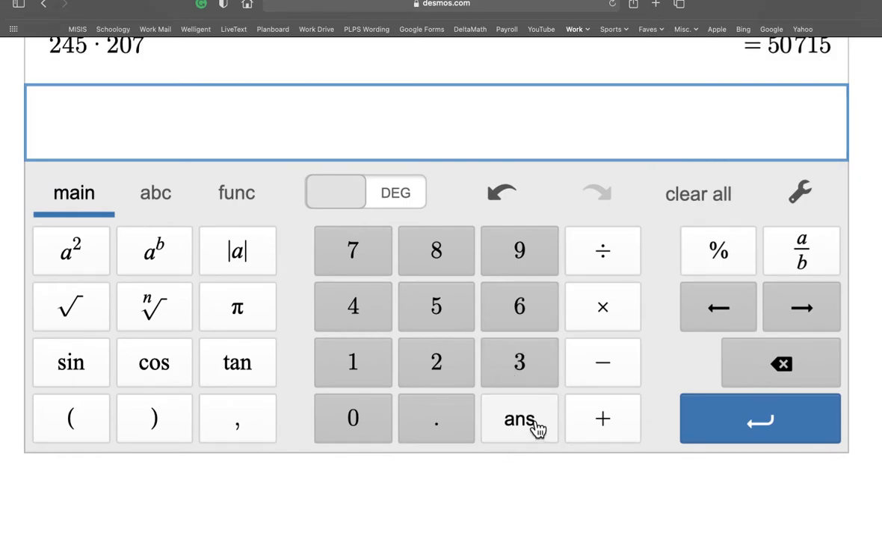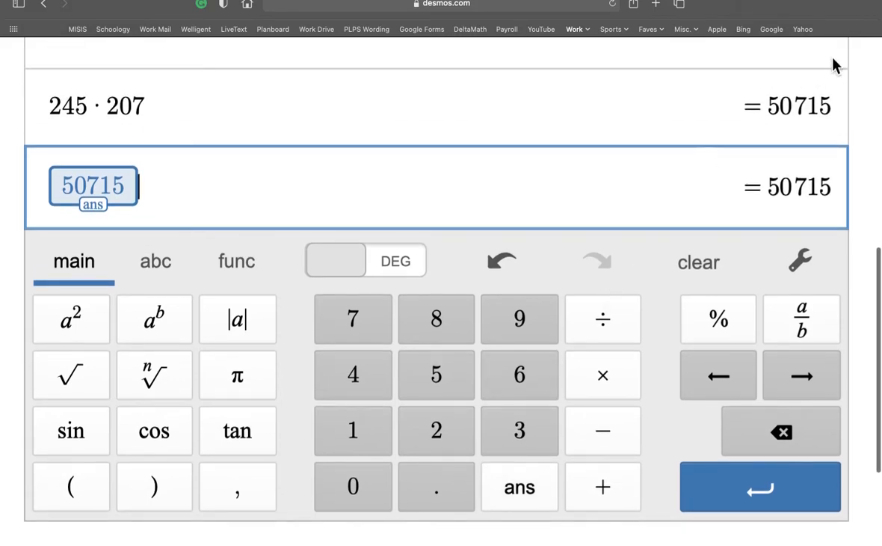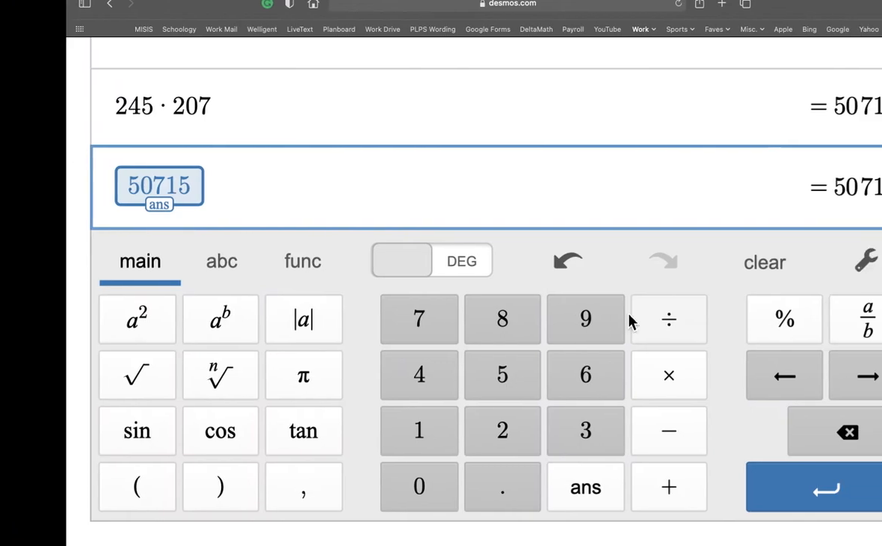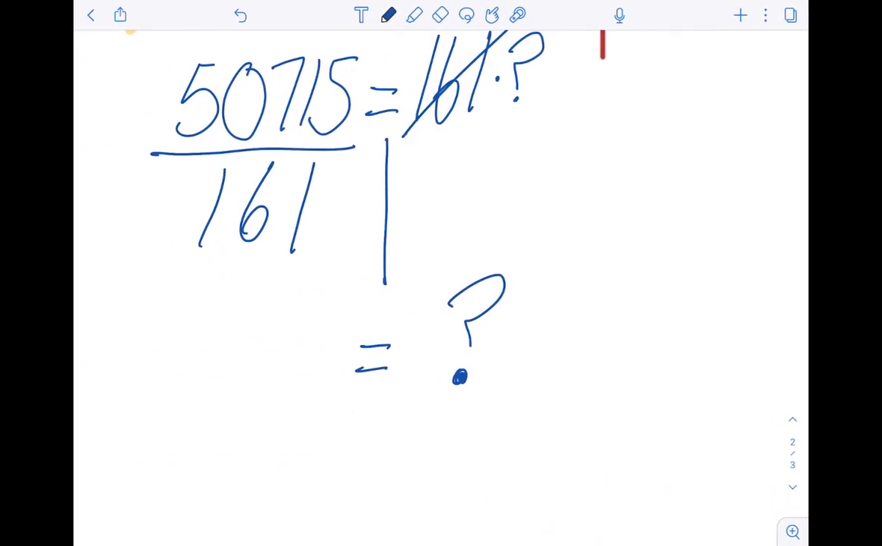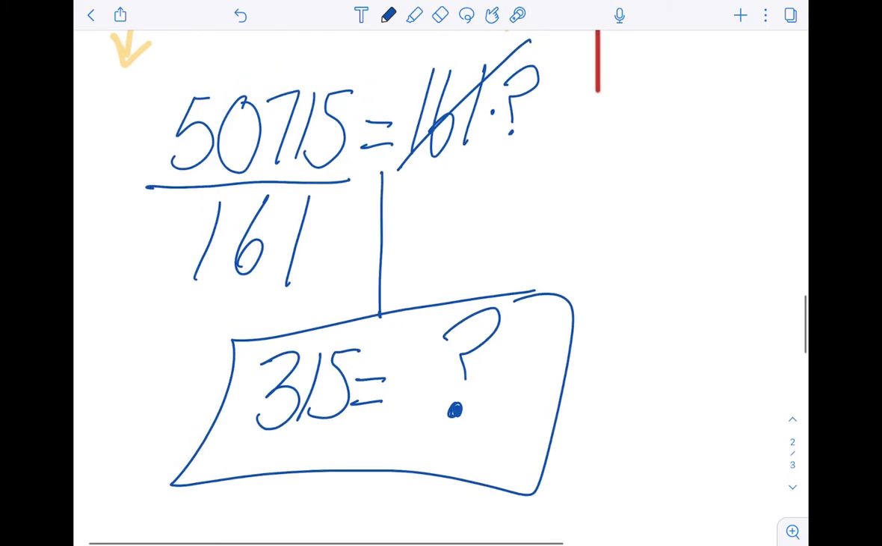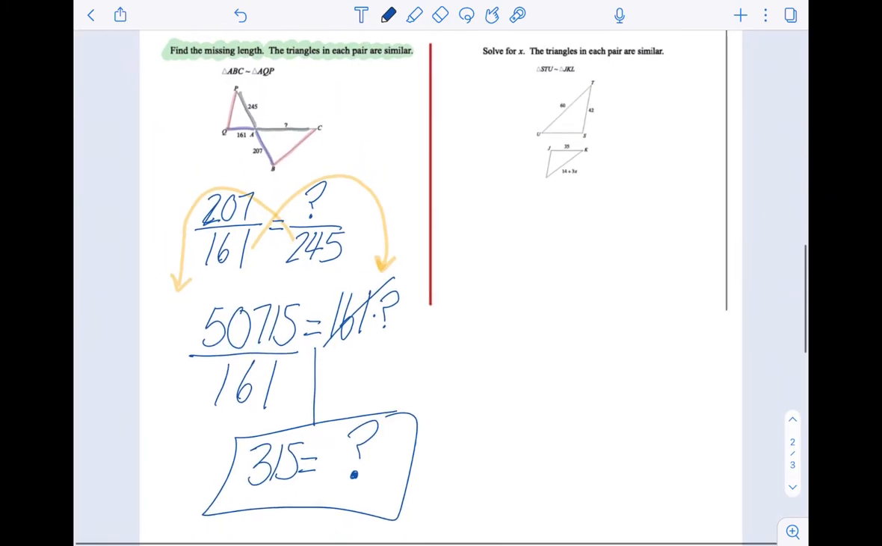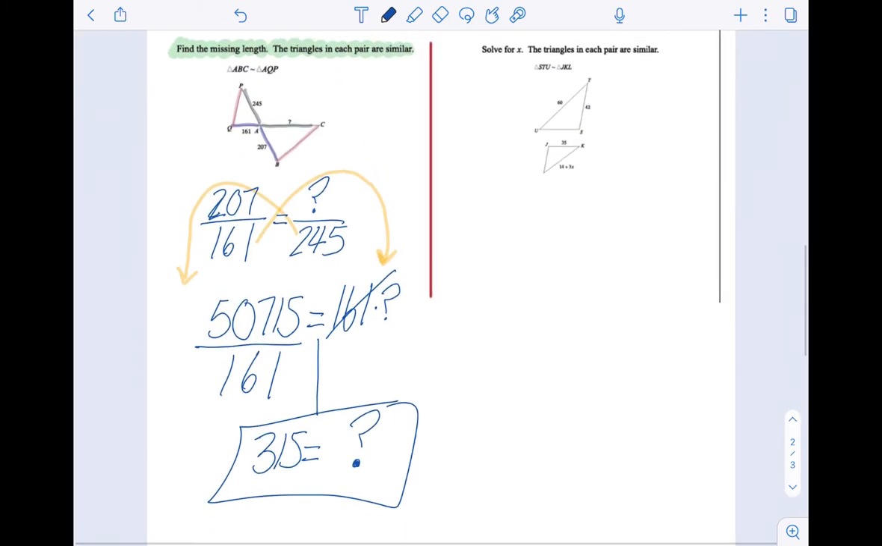You see where it says ANS? Answer. It takes the previous answer, right? And I'm going to divide it by 161. Divided by 161. Look at that, 315. So my answer here is 315. And that, kiddos, is my solution. Look at that. There you go.